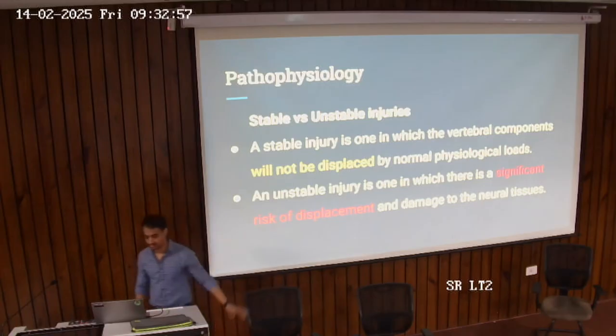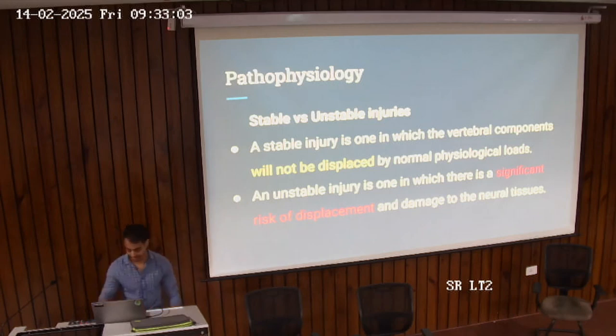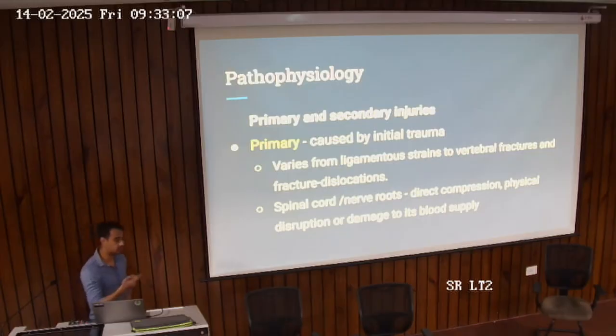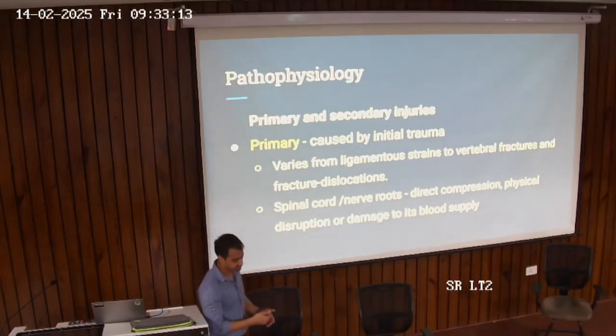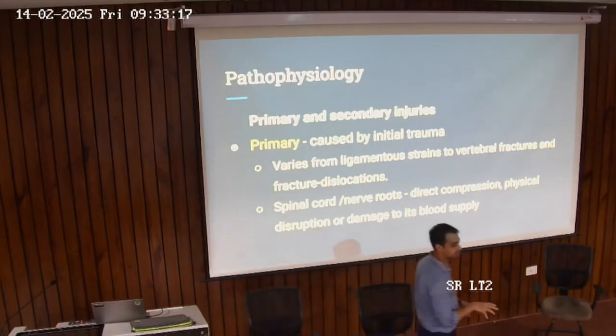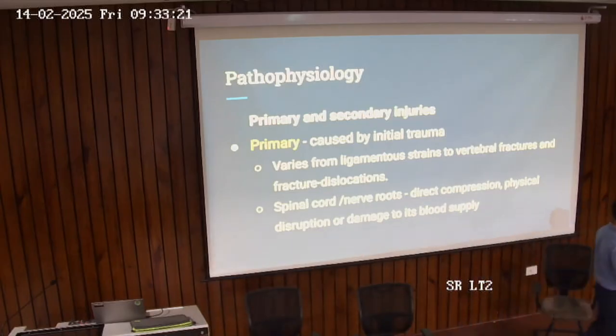So stable injury, the injury of the vertebral column will not displace under normal physiological load. In this, it will displace. Next, there are two types of traumas which can happen in spinal injury. One is primary, which is caused by the initial trauma, which means first the patient had the accident and there was a fracture. This is the primary trauma. Now, because of that fracture, further injuries happen to the spinal cord. That is secondary injury.